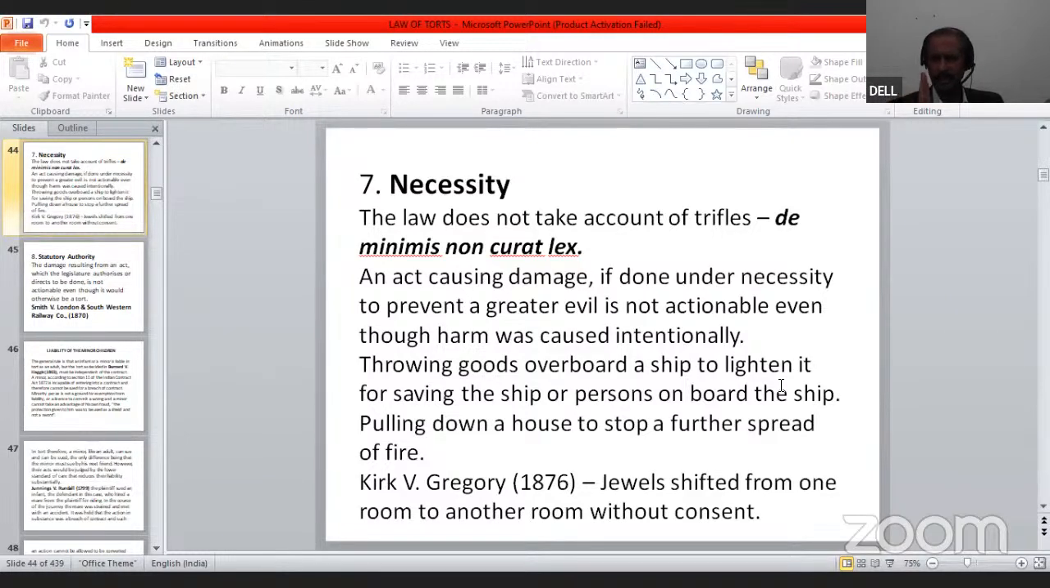Here there are two points to understand. One, to prevent a greater damage, you are permitted to commit small mistakes. They say trifles, see, I wrote trifles at the beginning. The law does not take account of trifles.